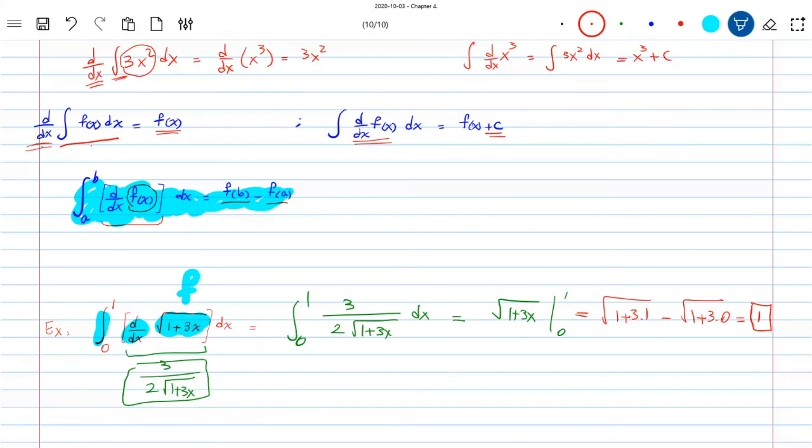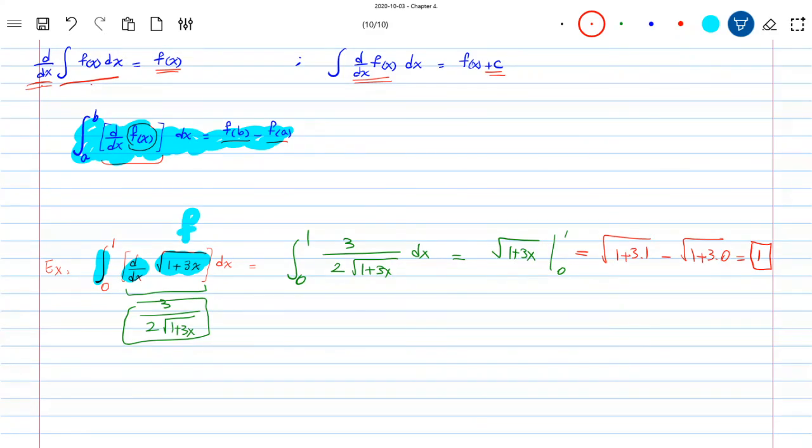Okay, this is what section 4 is. We'll continue this topic next time.